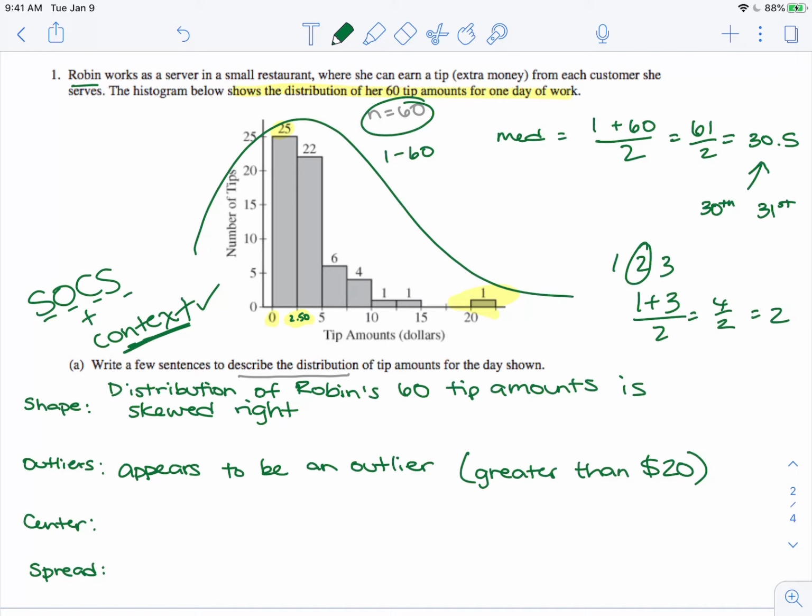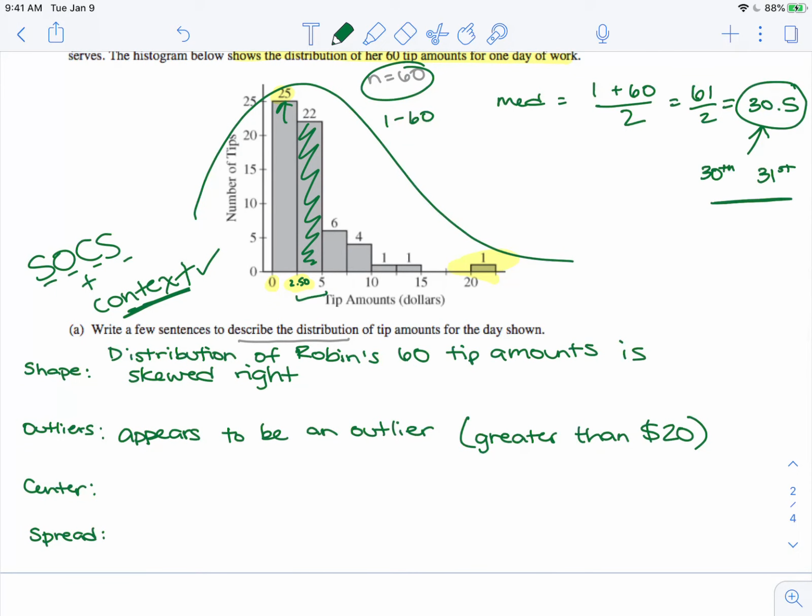That means the second number is the median. So it doesn't really matter if you're not sure. We know that the median's around the 30th term from 30.5. So I'm going to go back over here. There's 25 right here, so the 30th is going to fall in this one, because 25 plus 22 is greater than 30. So I know that the median is going to be between 2.50 and 5. So I'll say that right here.